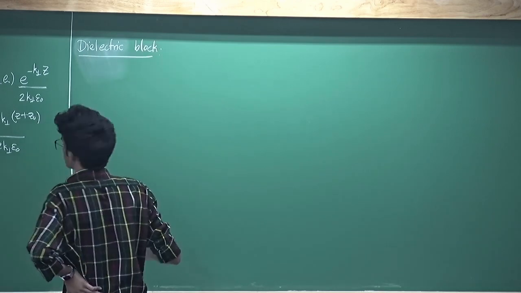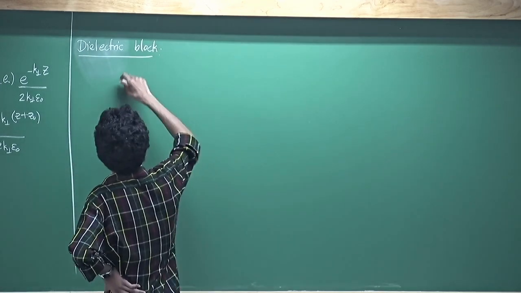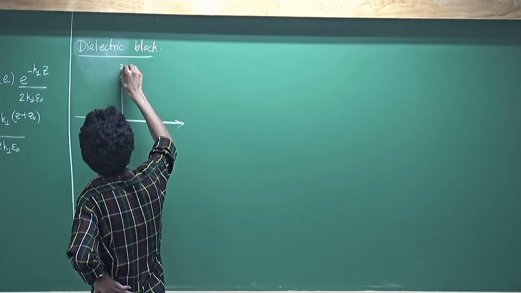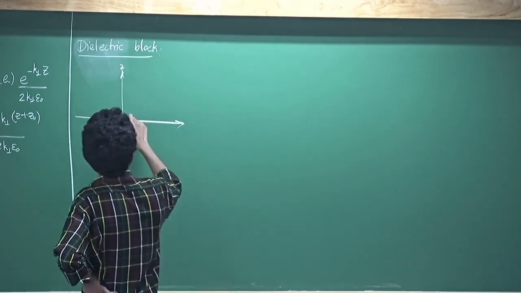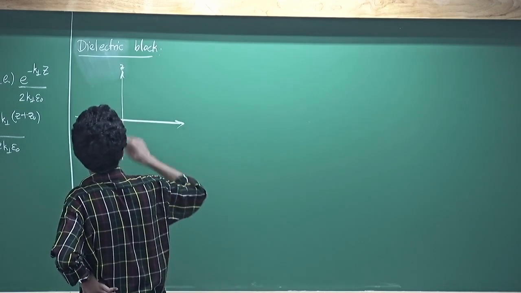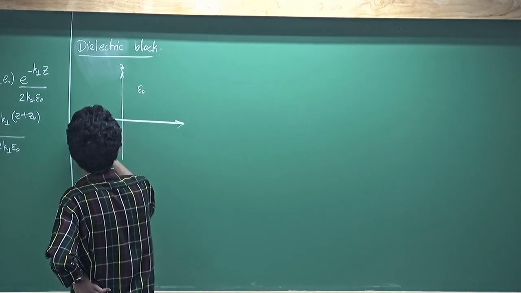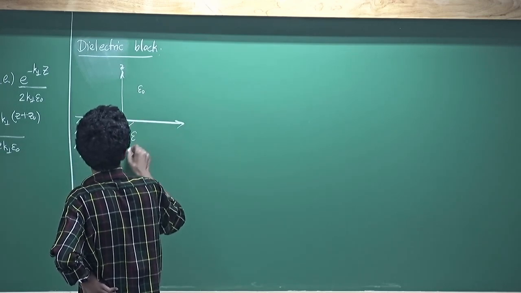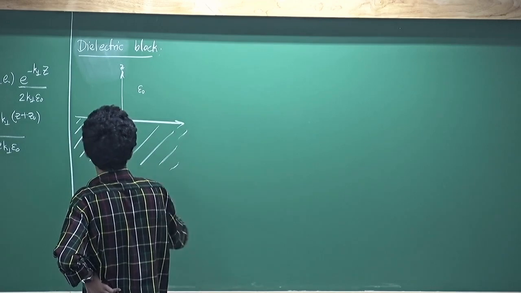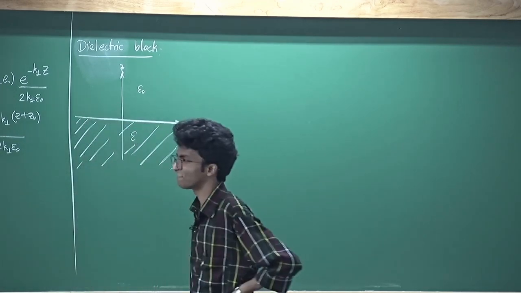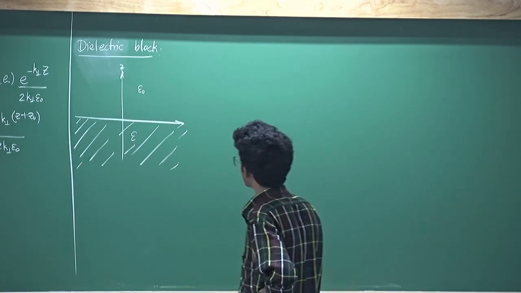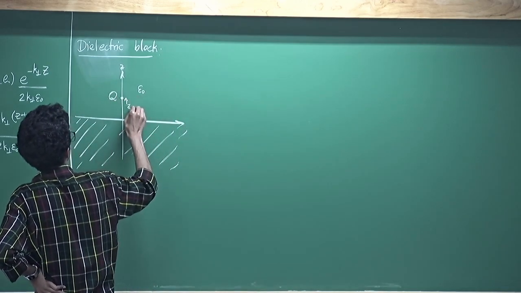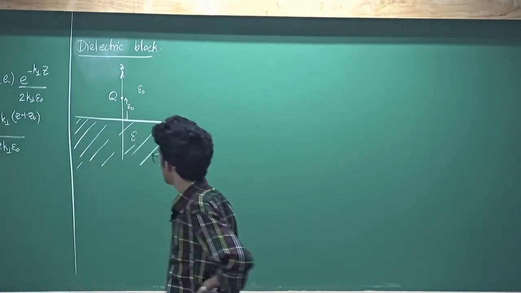So the problem I want to consider now is again a Griffiths problem. You have some z-axis, and this is the z equal to 0 plane. Above the z equal to 0 plane, you have epsilon naught, and below it, you have some epsilon. Now the question is, you put a point charge q at some z naught. What is the potential everywhere?